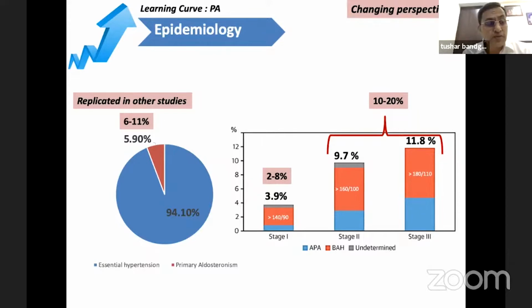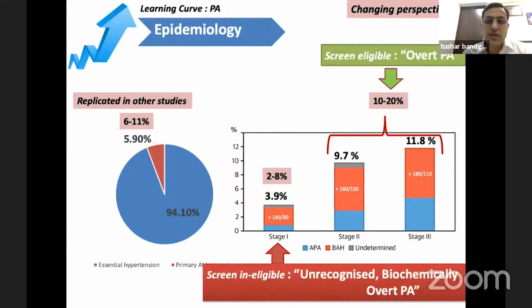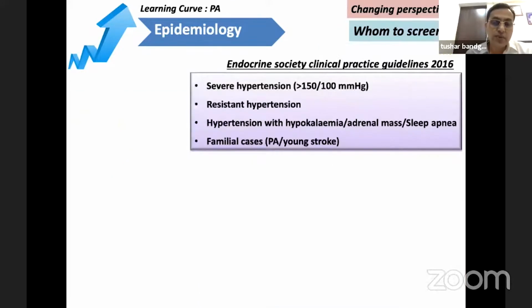And we need to know that we are dealing with a very common disorder which we need to screen. Guidelines tell us to screen only the severe kind of overt presentations, but those with milder hypertension are not really looked at, and we may be missing a large number of patients who may get their due credit if diagnosed properly and on time, and the complications can be prevented.